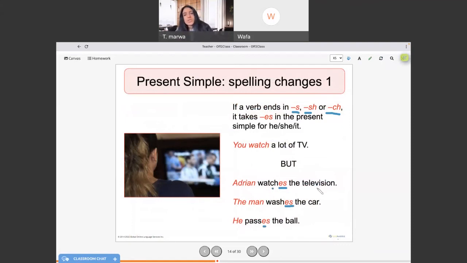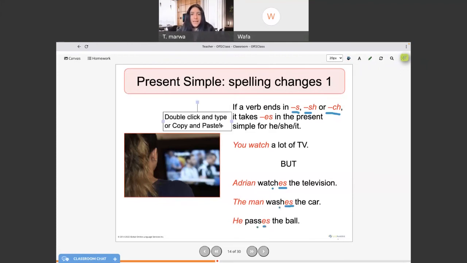CH then ES. Watches the television. The man washes. Washes the car. He passes the ball. Okay? Because they end with CH, SH, and S, so I'm adding ES.